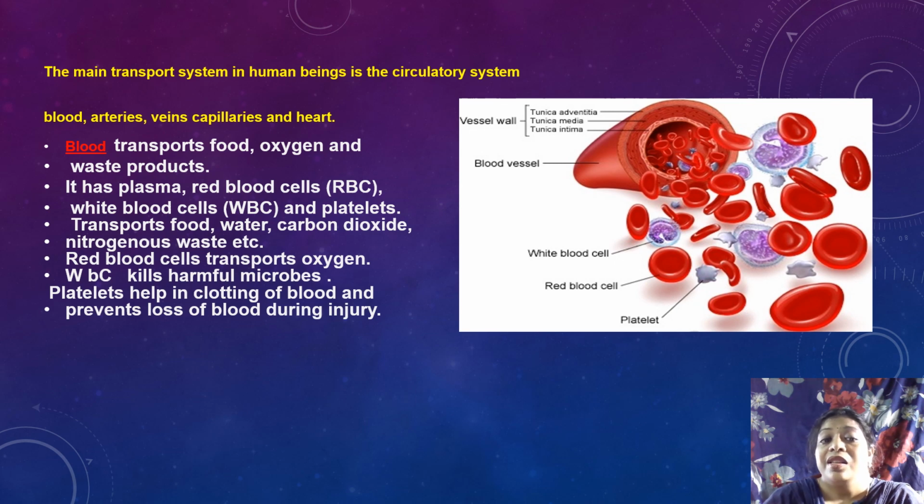The transport of carbon dioxide and nitrogenous waste is also done by the blood. Of course, the RBCs, the red blood cells, transport the oxygen. As I told you, the main function of the WBCs is to kill the foreign pathogen or microbe when it enters your body. The first thing is that it will fight against the foreign, meaning the unknown, organisms or microbes.